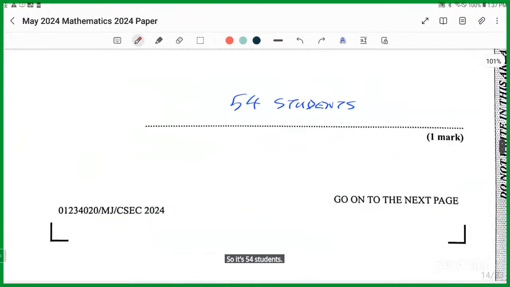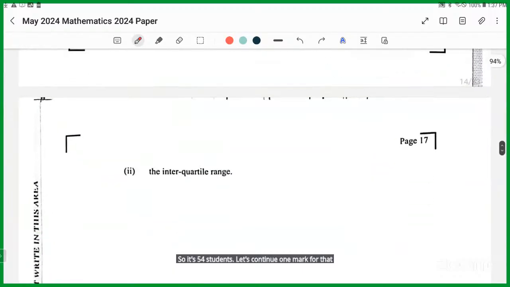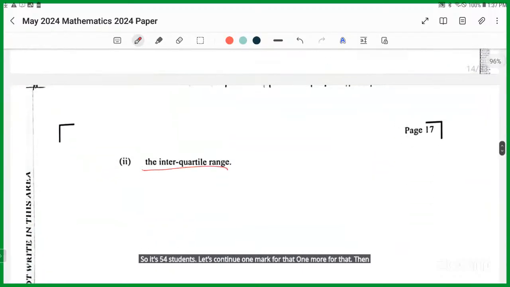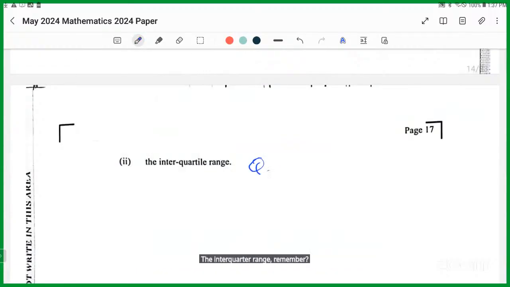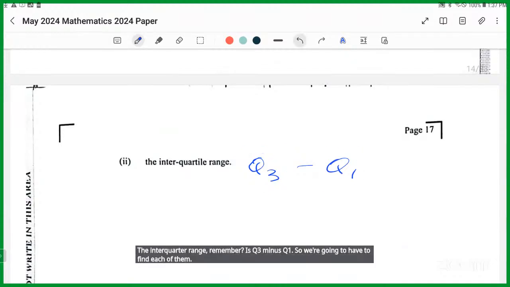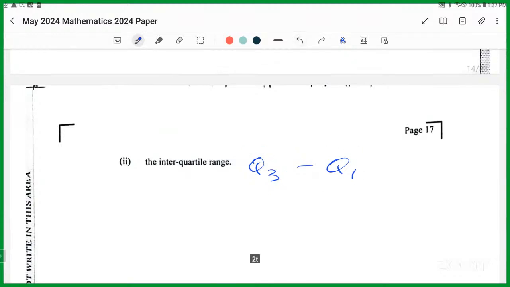1 mark for that. Then the interquartile range. Interquartile range, remember, is Q3 minus Q1. So we're going to have to find each of them. Q3 minus Q1. All right?